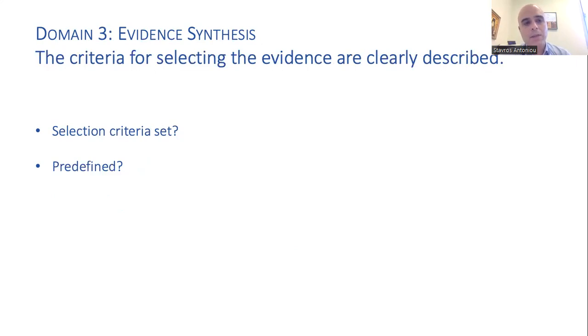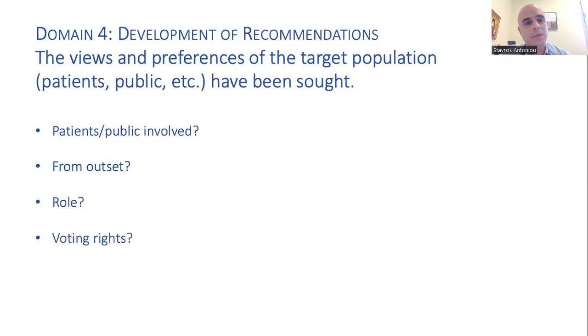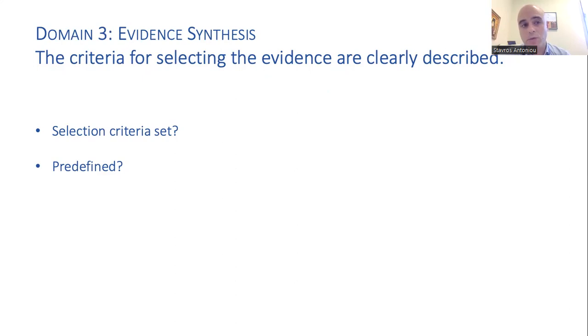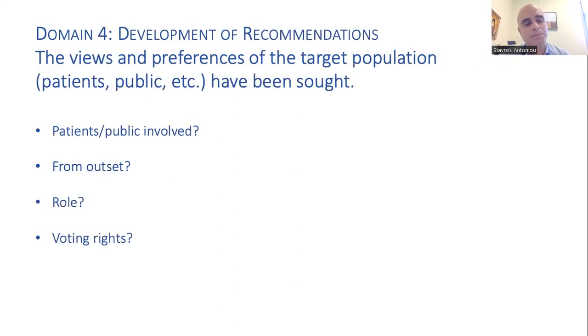Next item, the criteria for selecting the evidence are clearly described. Were selection criteria set in advance? Were there any selection criteria, and if so, were they selected in advance? So you need to check. If not in the protocol, then the main document may report on that. We'll move to domain 4, development of recommendations.